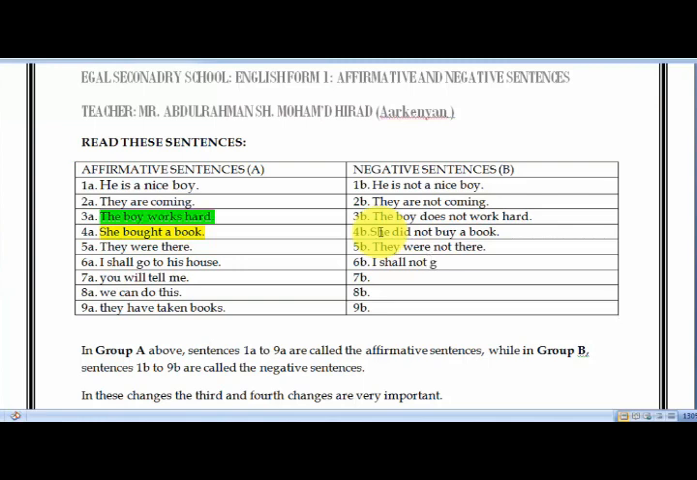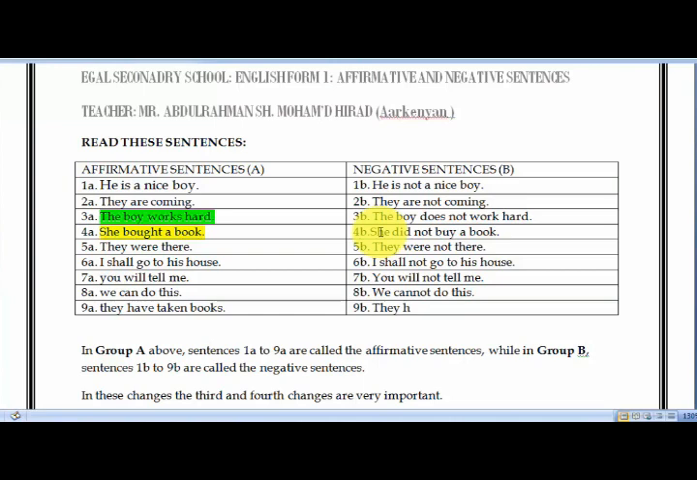I shall not go to his house. I shall go to his house. Okay. You will is a modal auxiliary, will not. Tell me. Next, we, can is also a modal auxiliary. Can is also a modal auxiliary. So we say cannot do this. As simple as that.